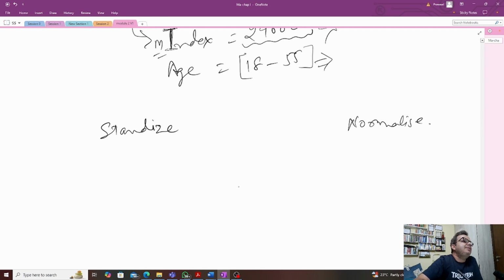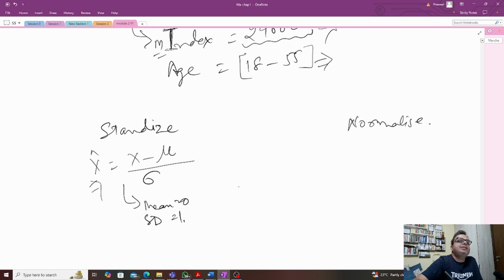So standardization is very simple. Your new value of x is going to be: subtract the mean and divide by the standard deviation, which means that your new values will have a mean of 0 and a standard deviation of 1. So that's how your data can get standardized.